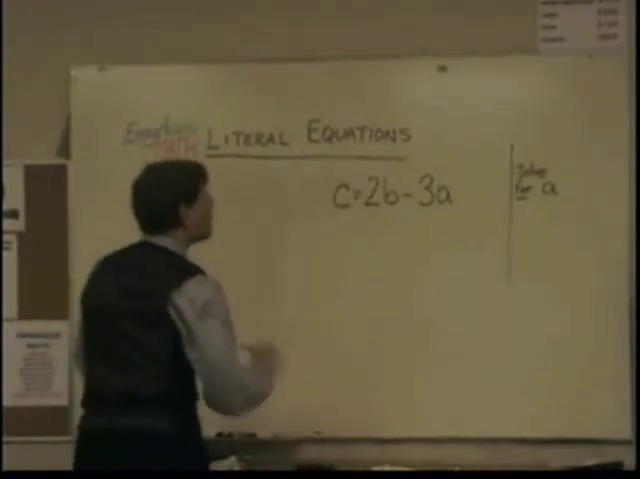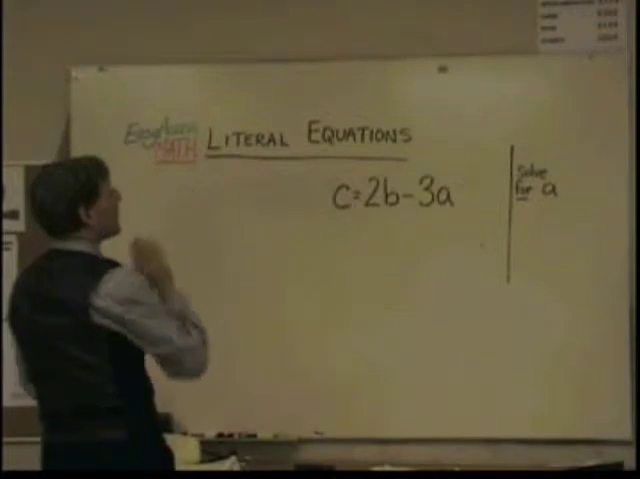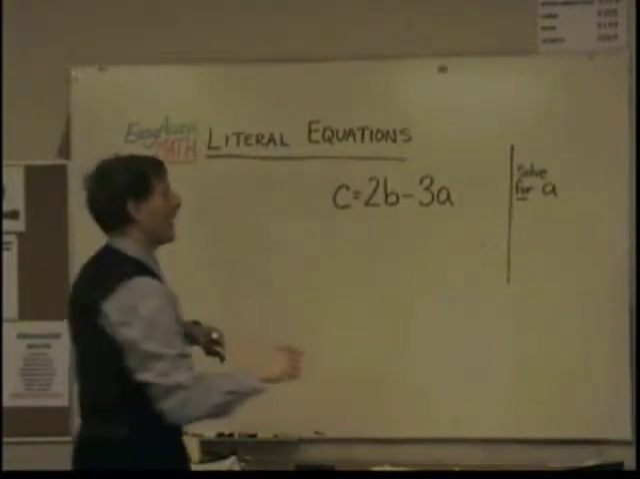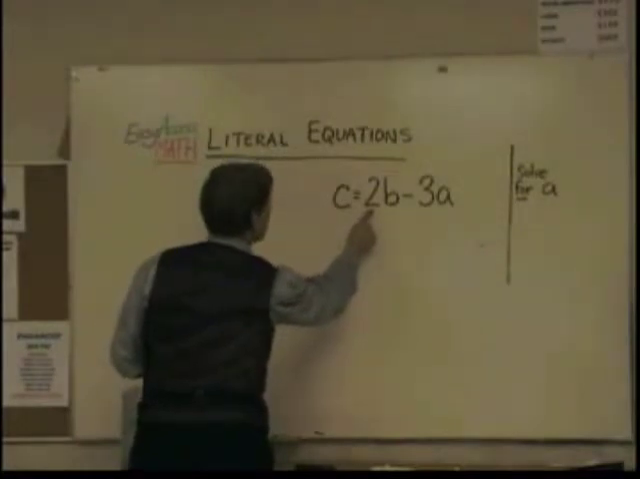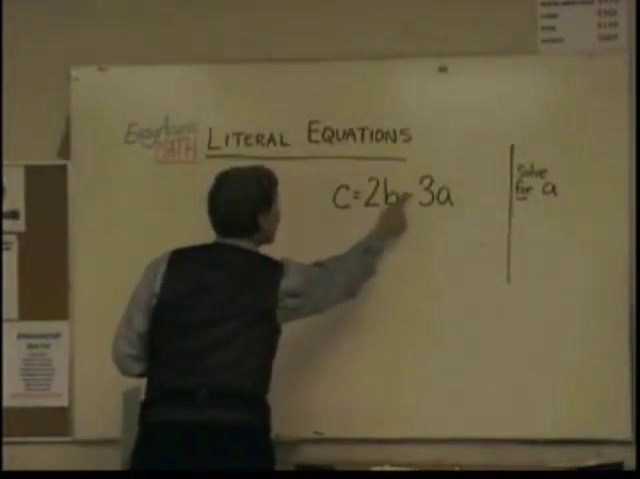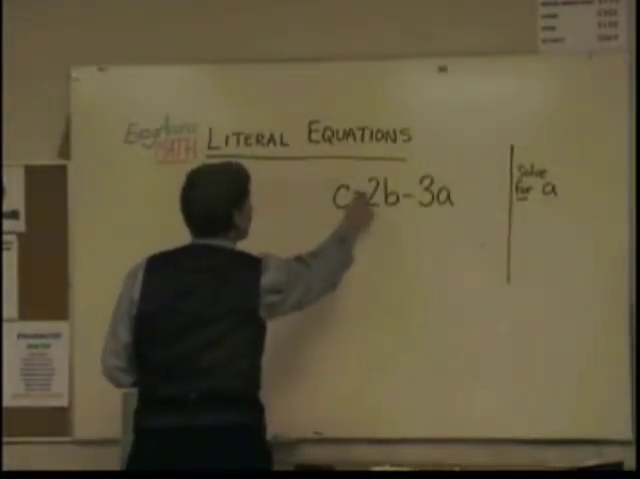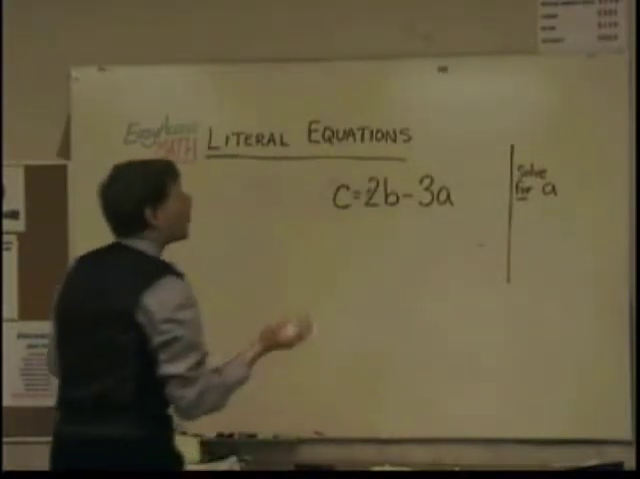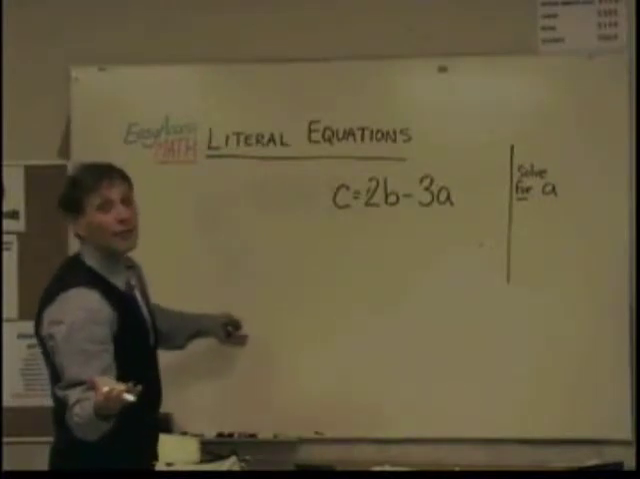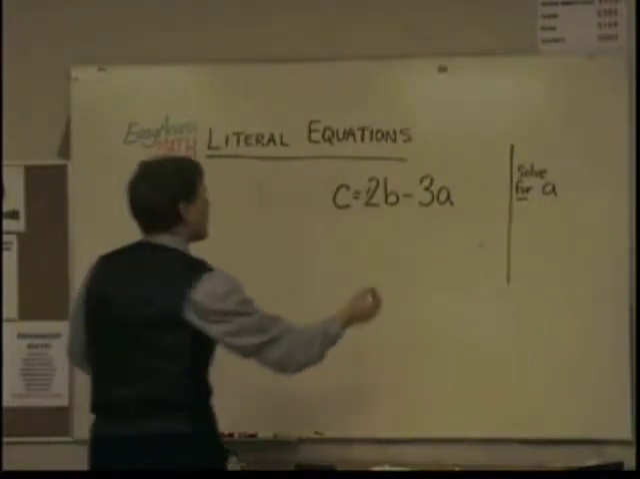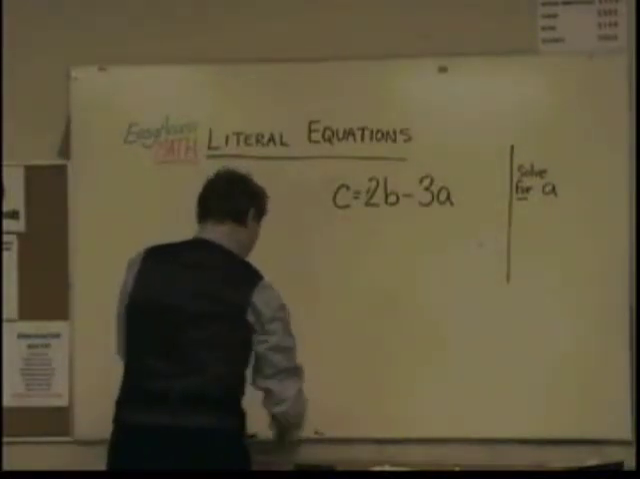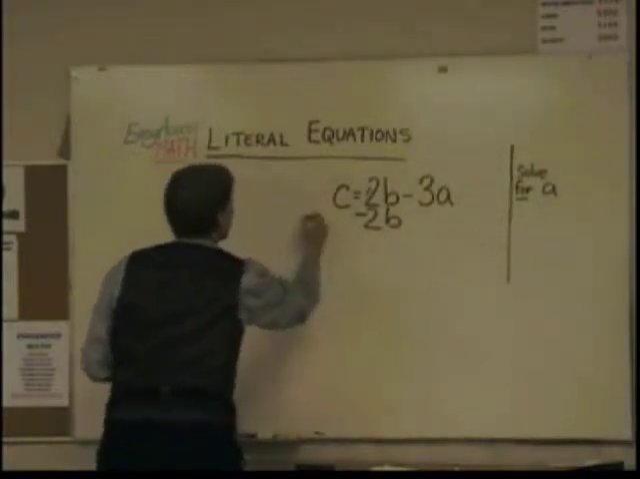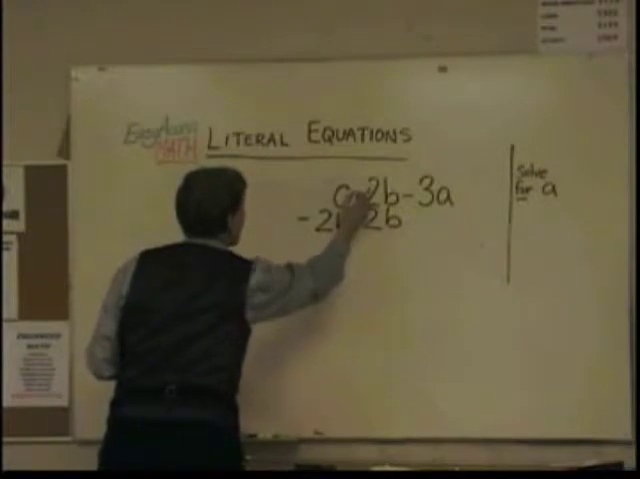The first thing I do is I get rid of what is attached by plus or minus to the letter, and that's the 2b. Now, even though there's a minus here, the 2b is a positive 2b because its sign would be before it, and there is no sign before it, so that's like positive. So to undo that, I do minus 2b from both sides of the equal sign.